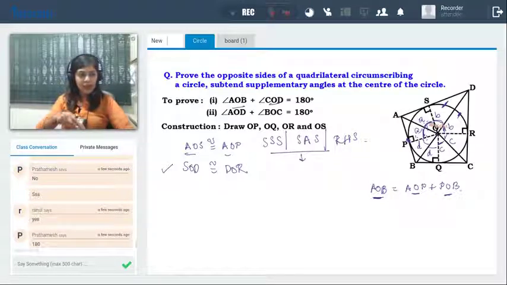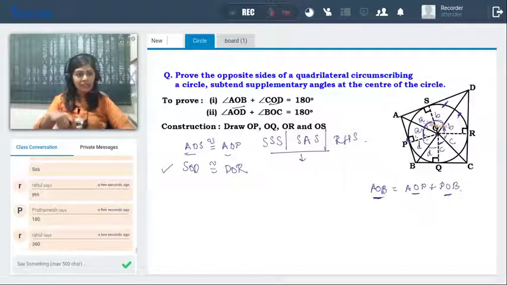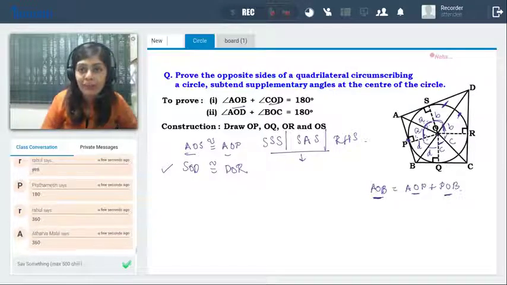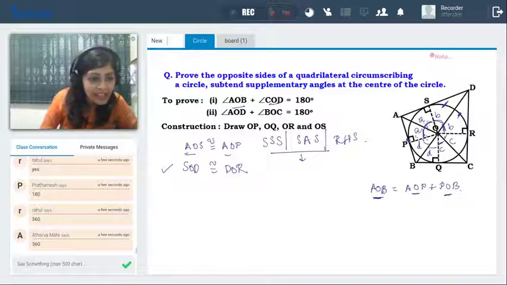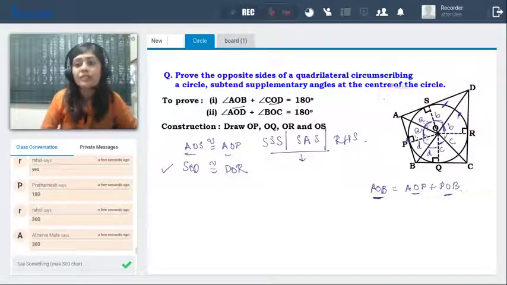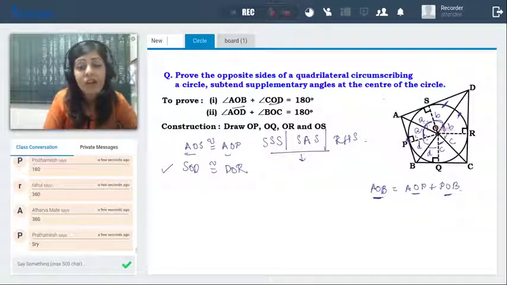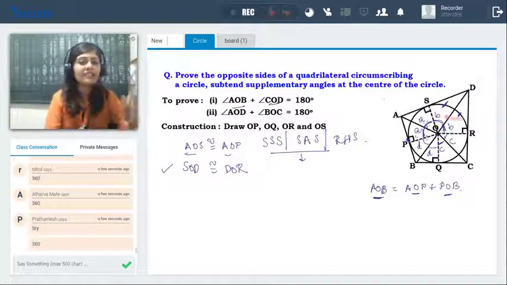Okay, Prathamesh says 180. All right, let's see if it's 180. Anyone who feels 180 is not correct, something else. Okay, Rahul says 360. Interesting, two different answers. Remaining people, are you all sleeping? Okay, Atharva says 360 as well. All right, students. So definitely at a point, the sum of all the angles at a point is 360.